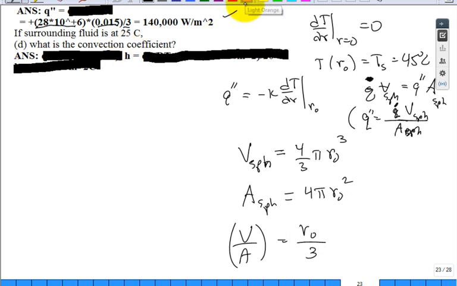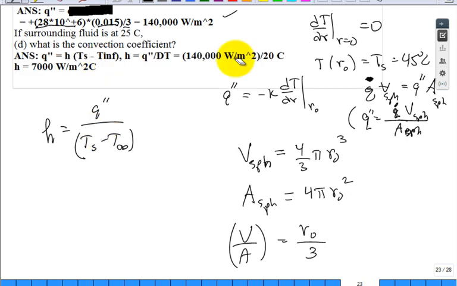Okay, if the fluid is 25 degrees C, what is the convection coefficient? Same thing, h is equal to q at the surface divided by T surface minus T infinity. These are good problems. I hope that you really work a bunch of them. Okay? So you get the convection coefficient.